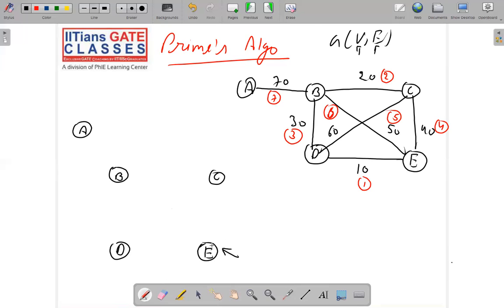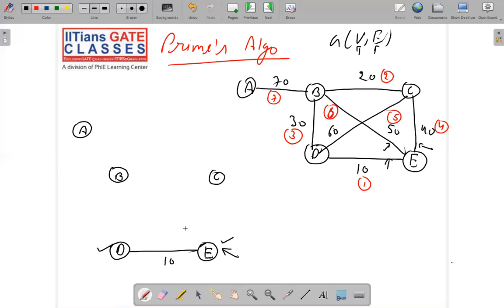I pick E. So what is the minimum edge on which one end is E? For example, here we have three edges which are attached to E. Out of these three, this is the minimum one. 10 is the minimum one. Now we have discovered two vertices. Instead of one, we have two vertices now, D and E.